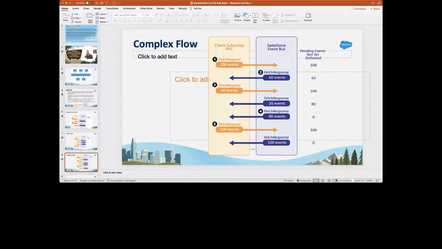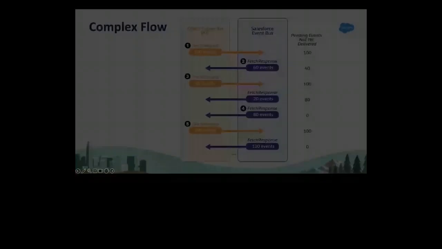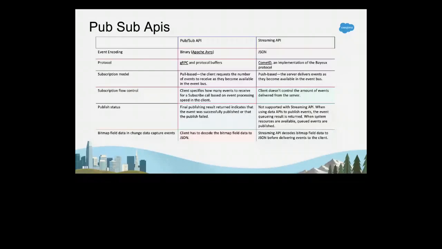I tried to keep this presentation short because I don't want to bore you guys. So next we are going to see the PubSub APIs and the traditional APIs. PubSub APIs are a pretty new concept right now, and we had the streaming APIs, and we are now seeing the differences between both of them. The way event encoding used to happen with streaming APIs, we used to get all the encoding in the form of JSON, but with the PubSub APIs, we are getting it in the form of binary, like Apache Avro. The protocol we are using is gRPC and protocol buffers. That's the new concept we are using right now.